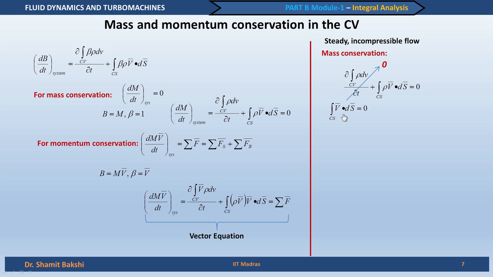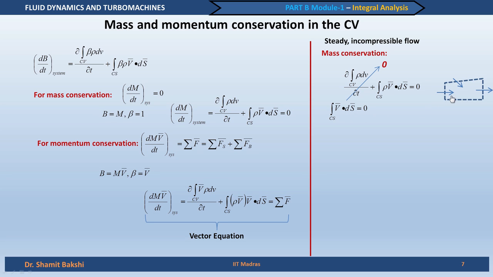So, we can just write this as the integral of v bar dot dS bar over the control surface is 0. What it means is, if you take the dot product of velocity and the area vector across the entire control surface of the control volume, the result will be 0.